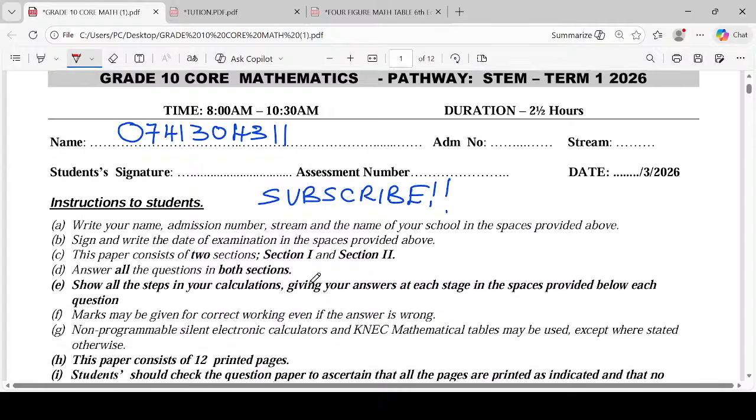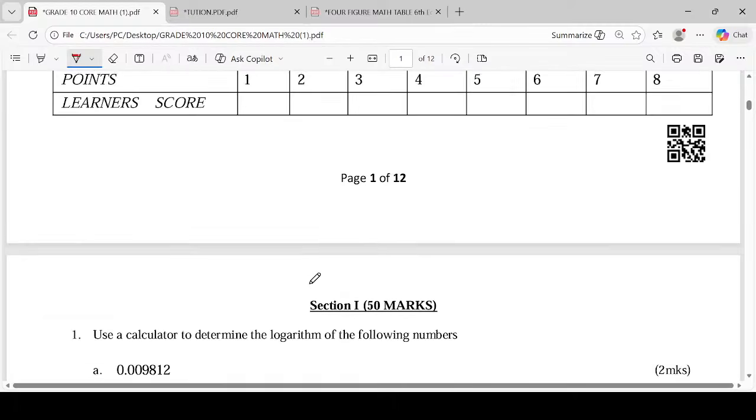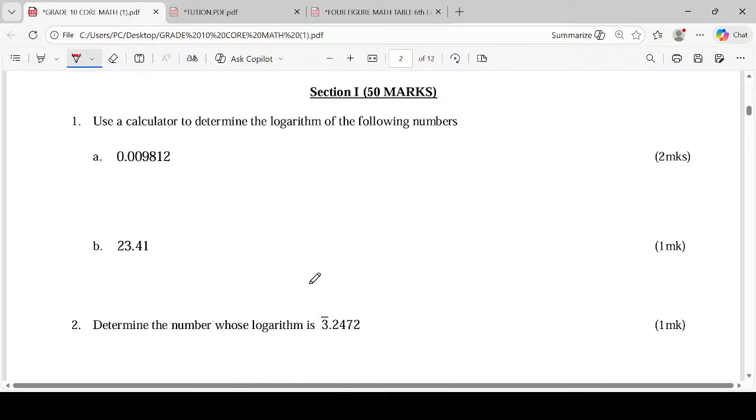So let's have a look at question number 1 of this particular paper, where we are being told, use a calculator to determine the logarithm of the following numbers. Remember here, the question is very clear. You are instructed to use a calculator. So when you're told to get the log of 0.009812, what you simply do here, dear learner, you simply press log 0.009812 in your calculator, and you get your answer.